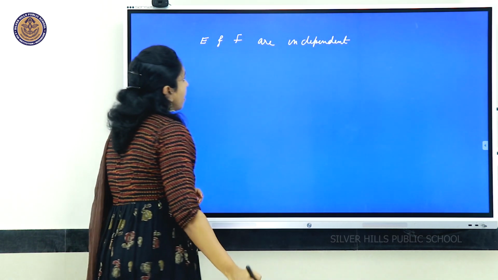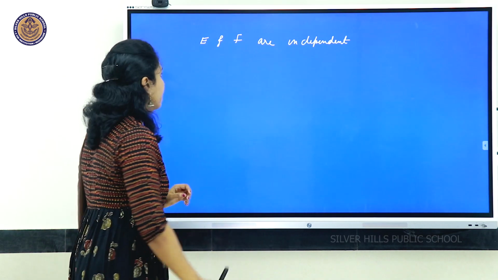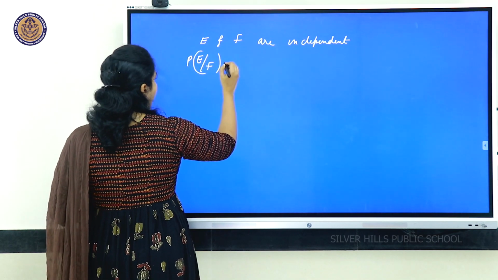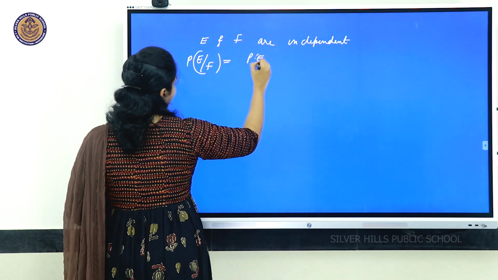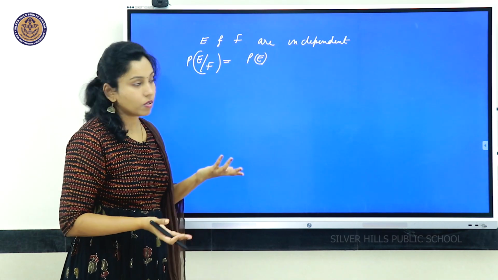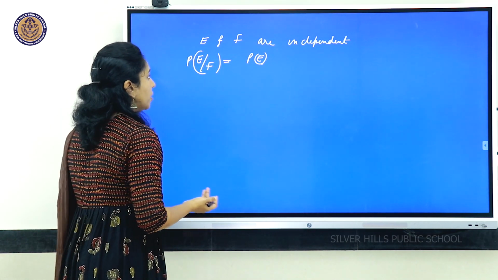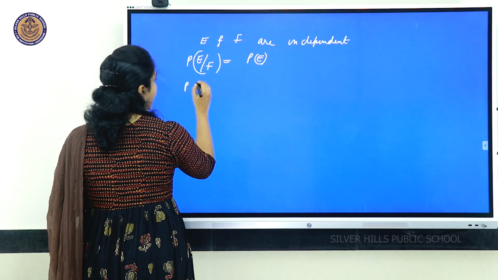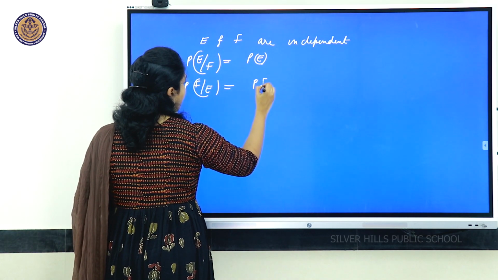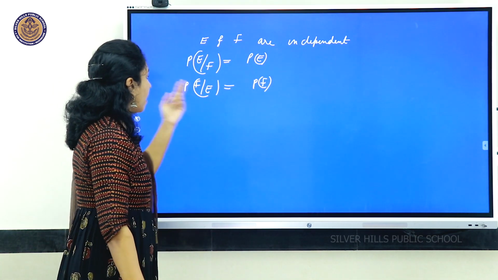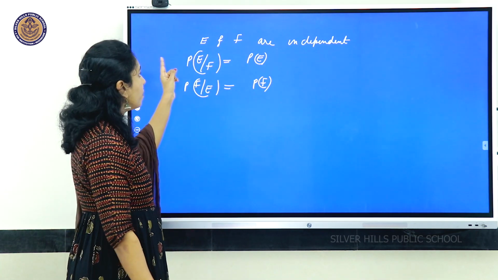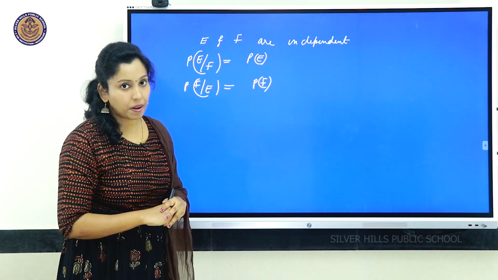Now, if E and F are independent, then I can say the probability of E given F is the same as the probability of E. There is no change, because even if F occurs or F does not occur, there is no change in the probability of E. Same way, I can say the probability of F given E will be the same as the probability of F. Whether E occurs or not, F's probability is not going to change if E and F are independent.